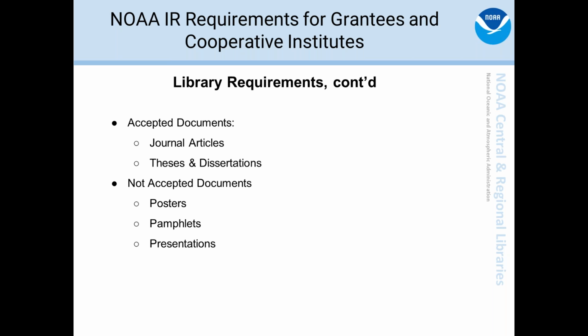Things we will not take. Some grants ask that you submit things like posters, pamphlets, presentations that you've done. Those are not things we include in the repository. The repository is strictly for research publications, and they are not specifically named in either PARR or the publications policy, so we do not take them.